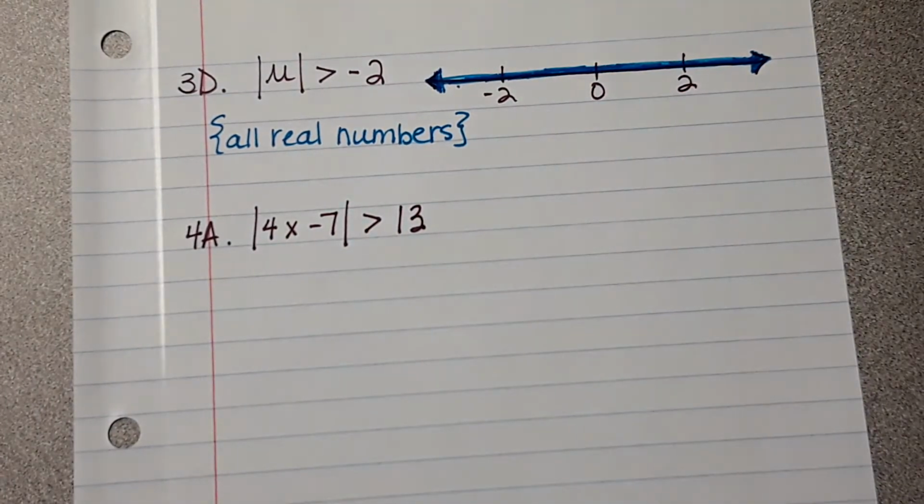Okay, this is example 4A. You're going to treat this just like we treated example 3A, 3B, 3C, 3D. Everything, all those rules that we just did, they apply to equations like this. So when we saw that it was greater than, in example 3C, we knew it was an or. That same type of philosophy is going to carry on with this.